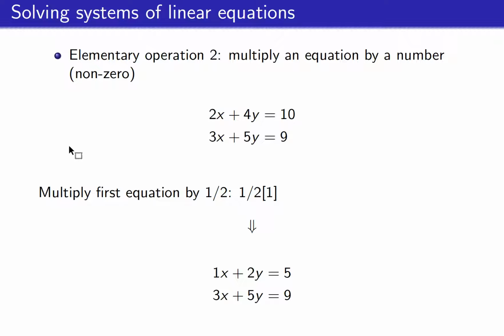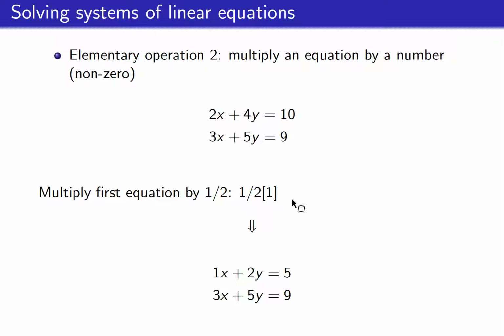Elementary operations of type 2 means we're going to multiply an equation by a number. So here again is that example system, and we can multiply one of these equations, say the first equation, by a number. For example, we could multiply it by 1/2. If I multiply this by 1/2, then instead of 2x, it becomes 2 divided by 2, or 1x. This 4y becomes 2y. The 10 becomes a 5. This other equation remains exactly the same. So that's what I mean when I say multiply the first equation by 1/2.